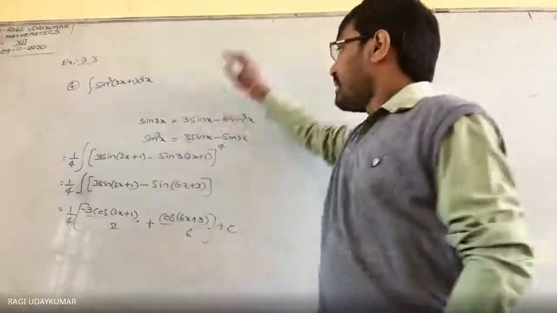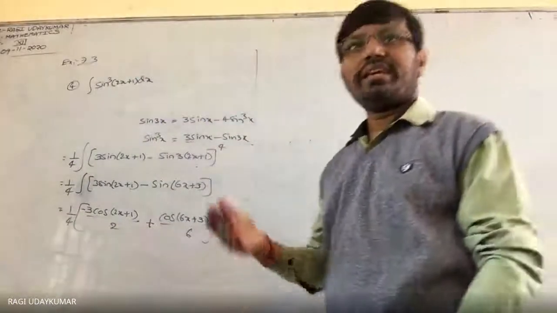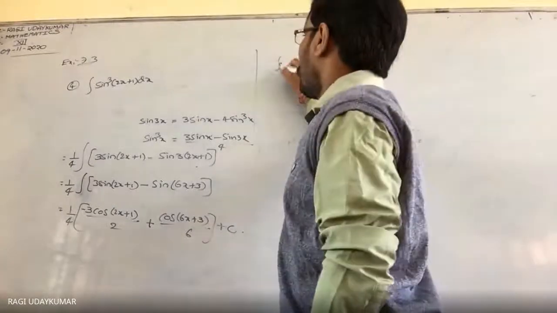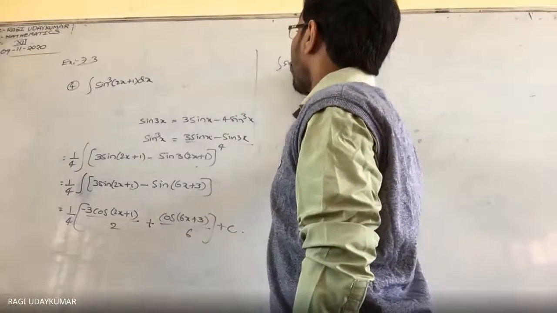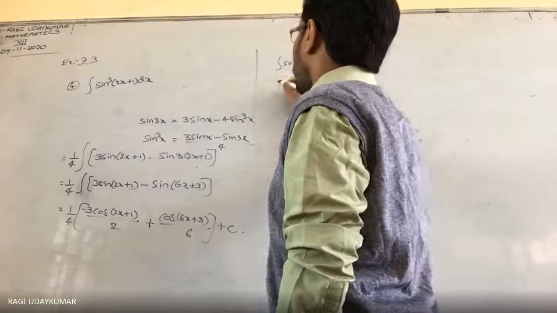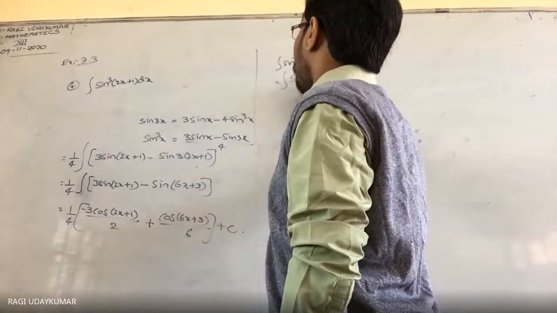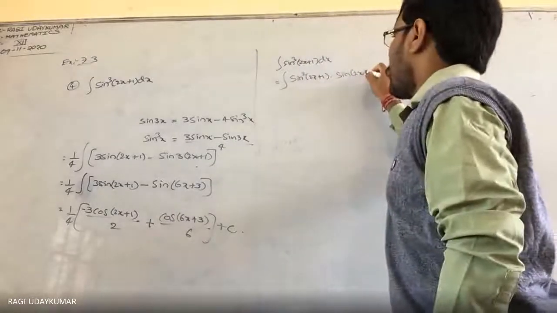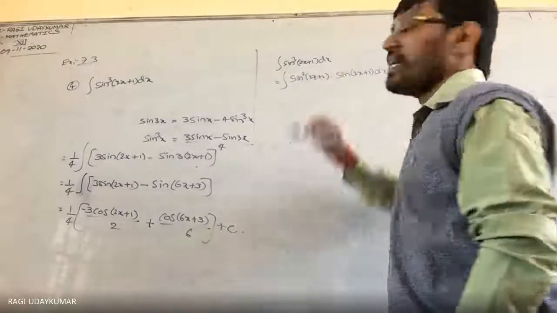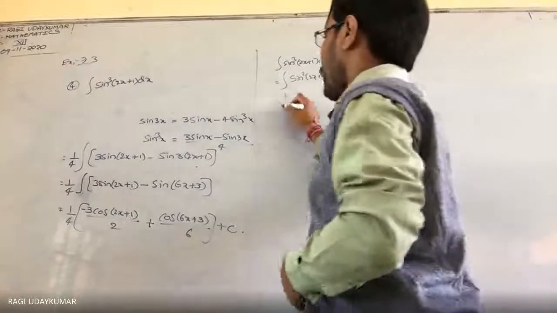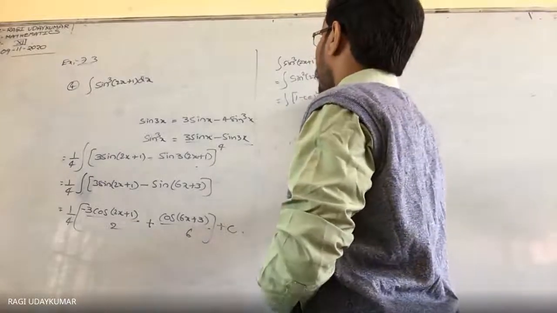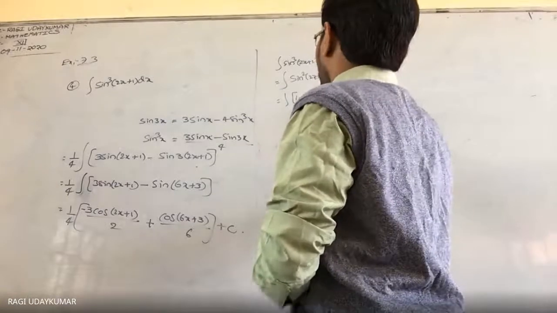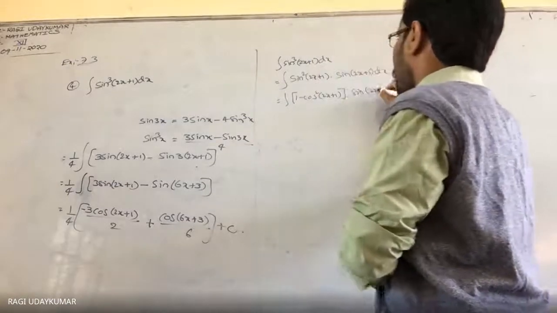Substitution method. ये आइडेंटिटी यूज कर लिया. The other way is you can use the substitution method also. Integration of sin cube 2x plus 1 dx can be written as sin square 2x plus 1 into sin 2x plus 1 dx, and sin square can be written as 1 minus cos square. So 1 minus cos square 2x plus 1 into sin 2x plus 1 dx.